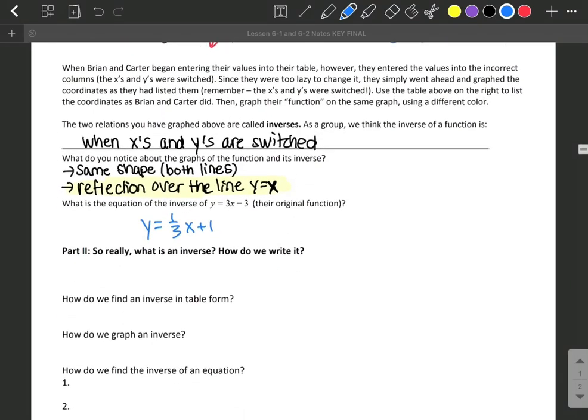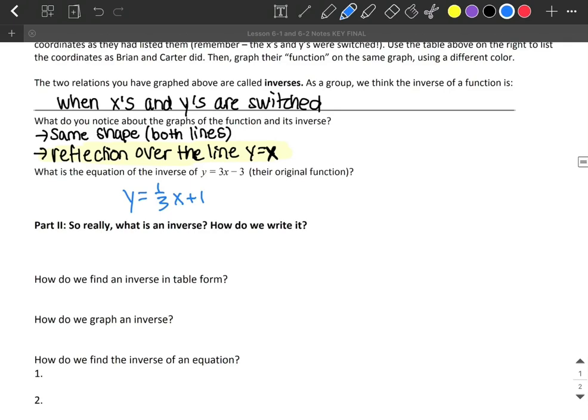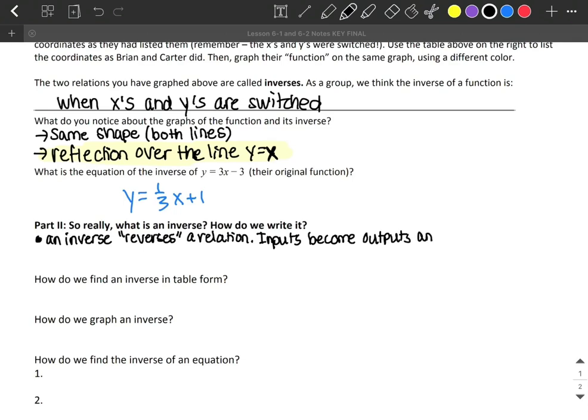And now I want to talk about, in part 2, really what is an inverse? What's the definition of an inverse and how do we write it? So the definition of an inverse, it just means an inverse reverses a relation. Inputs become outputs and vice versa.